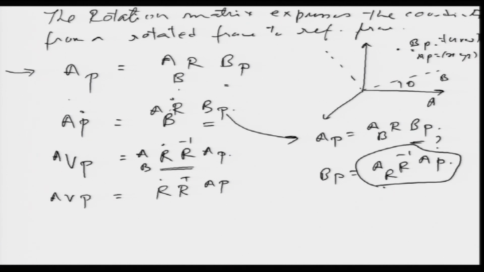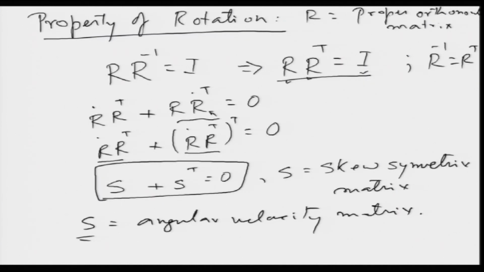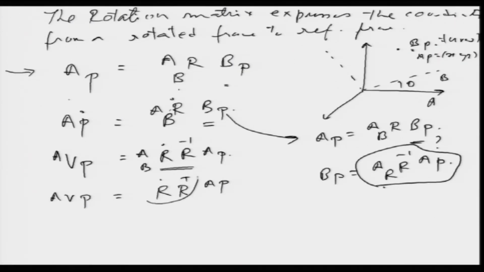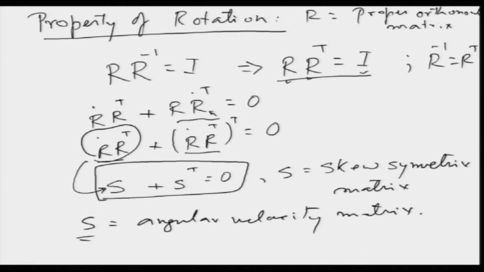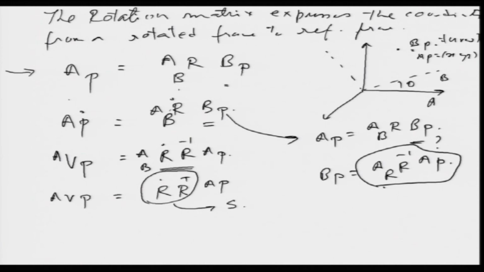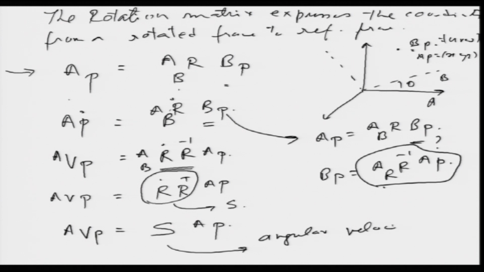Now, if you see what we just derived some time back, this matrix R dot into R transpose is the matrix S. So, this is my skew symmetric matrix S, and this skew symmetric matrix S is exactly coming out here as R dot into R transpose. So, essentially we can derive it this way, and what you basically find is that A VP is equal to the skew symmetric matrix S into AP. Okay. Again, this is called the angular velocity matrix.